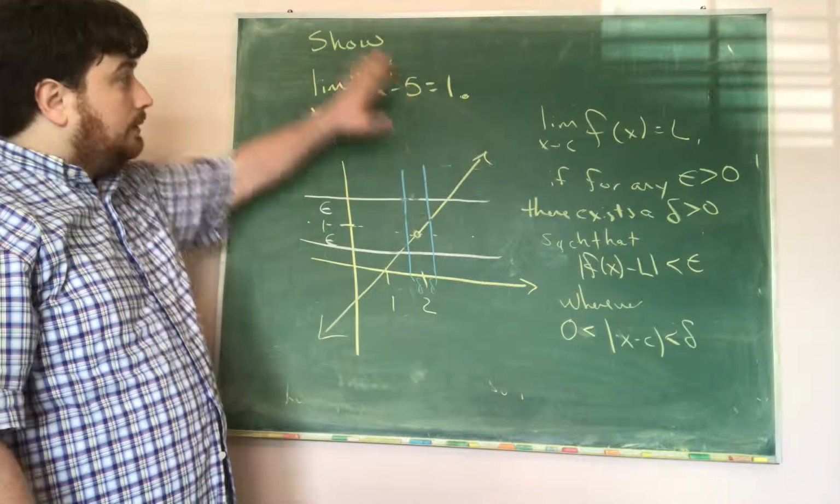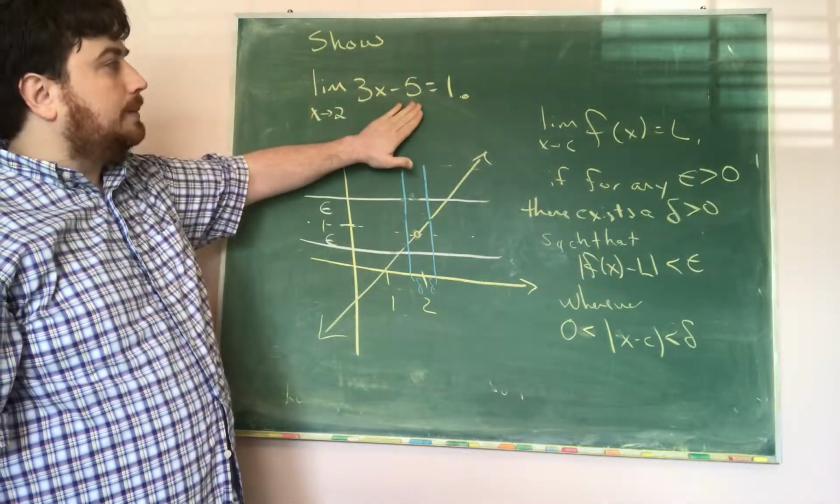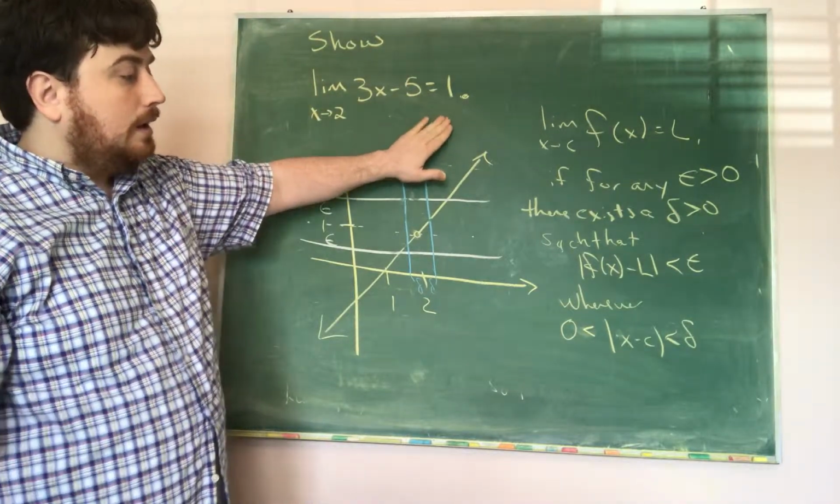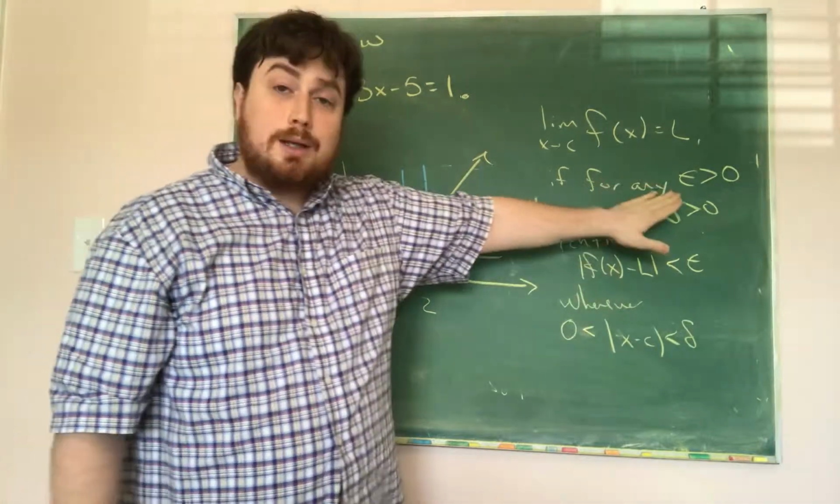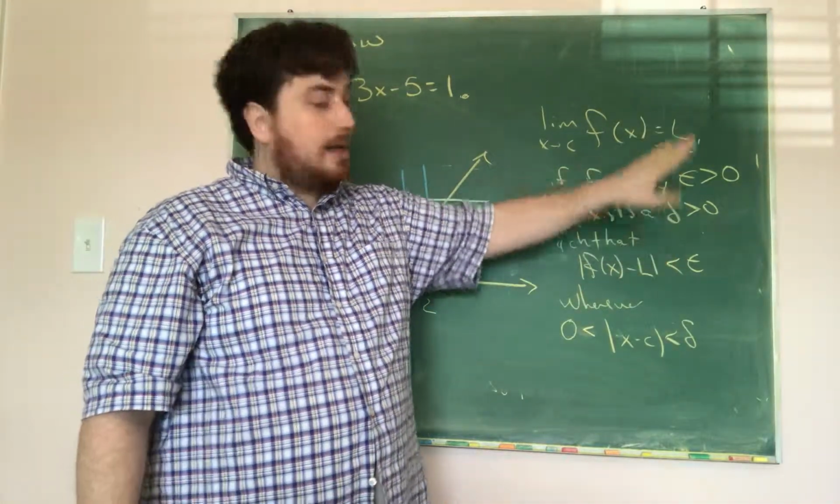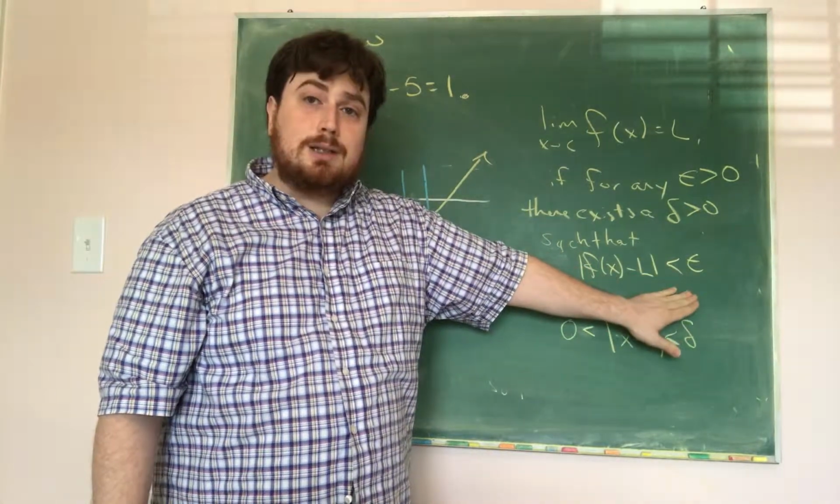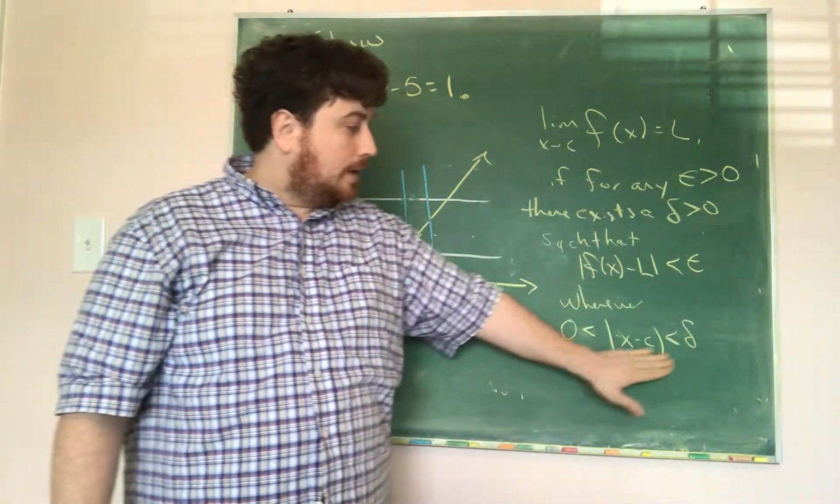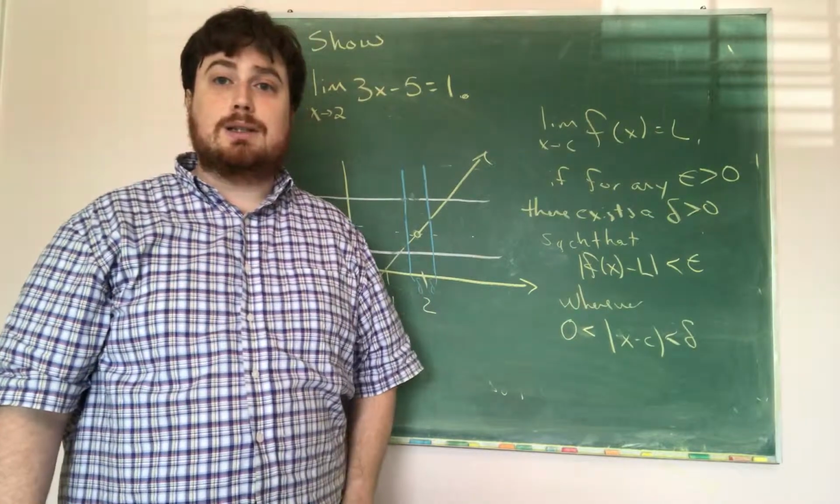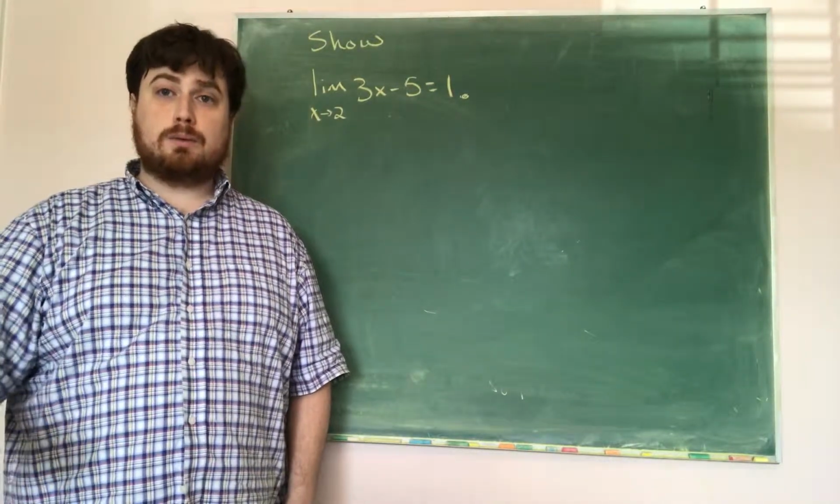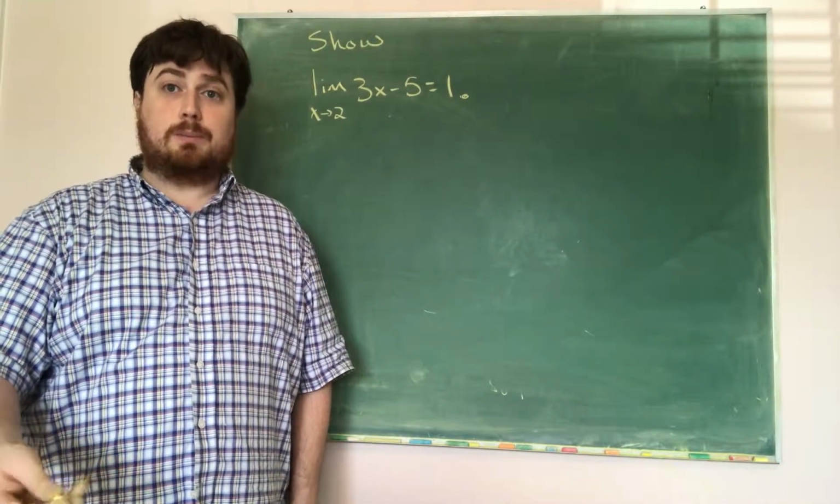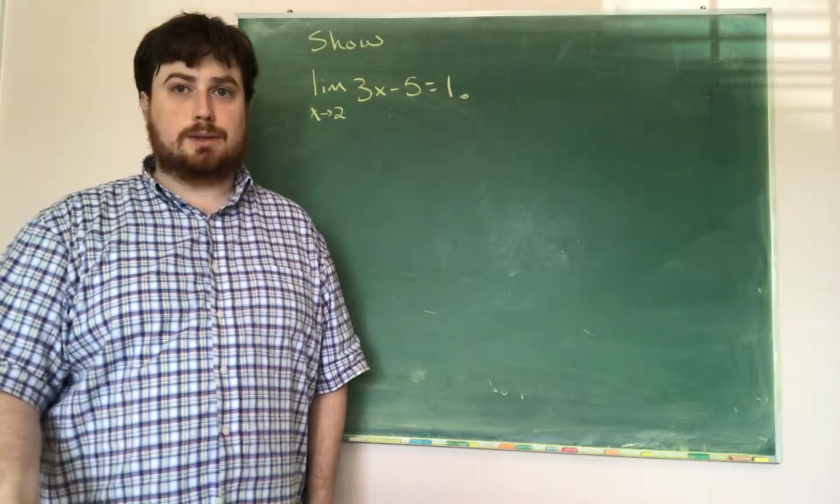And so if I want to show that the limit as x goes to 2 of 3x minus 5 is equal to 1, I have to show that for any epsilon you would give me, I can find a delta such that |f(x) minus L| is less than epsilon whenever |x minus c| is less than delta. In order to get through this proof, we need to figure out, based on your epsilon, what my delta should be.